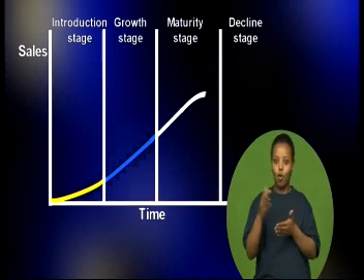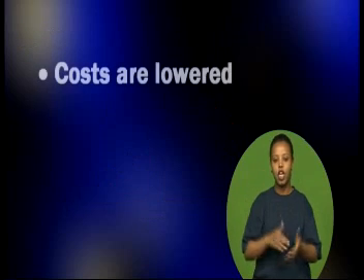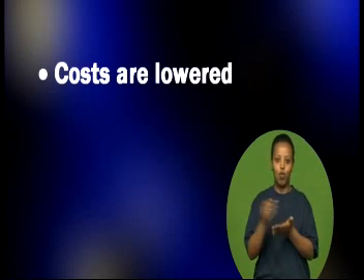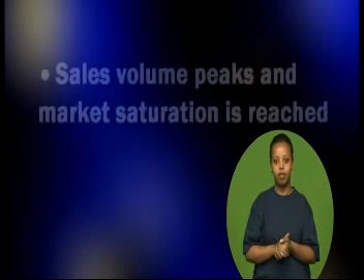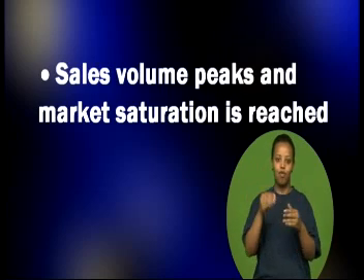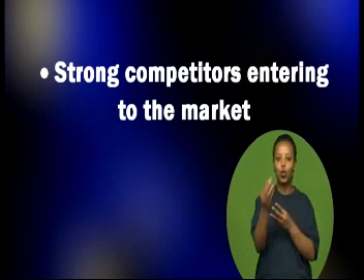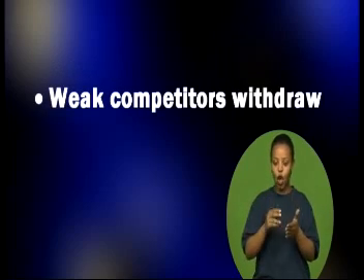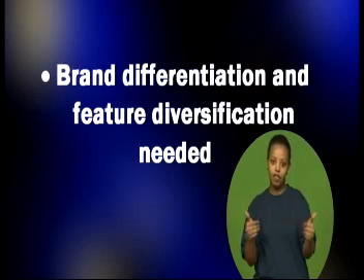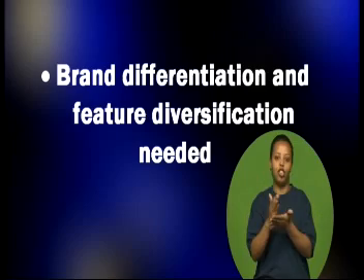During the maturity stage of the product life cycle, the following features occur. Costs are lowered as a result of production volumes increasing and experience curve effect. Sales volume peaks and market saturation is reached. Strong competitors entering to the market and saturation is reached, and weak competitors withdraw from the market. Brand differentiation and feature diversification is emphasized to maintain or increase market share.